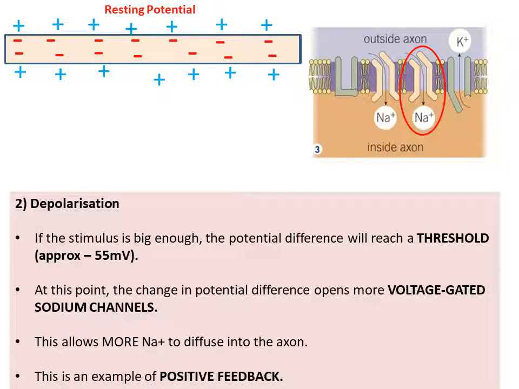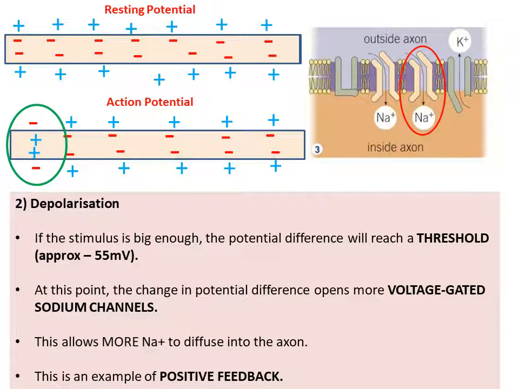Now, this is an example of positive feedback. We've obviously come across negative feedback, where a change results in a response which reverses that change. Now positive feedback is where a change has happened and the response is to make it happen even more. So you're actually increasing the effect.